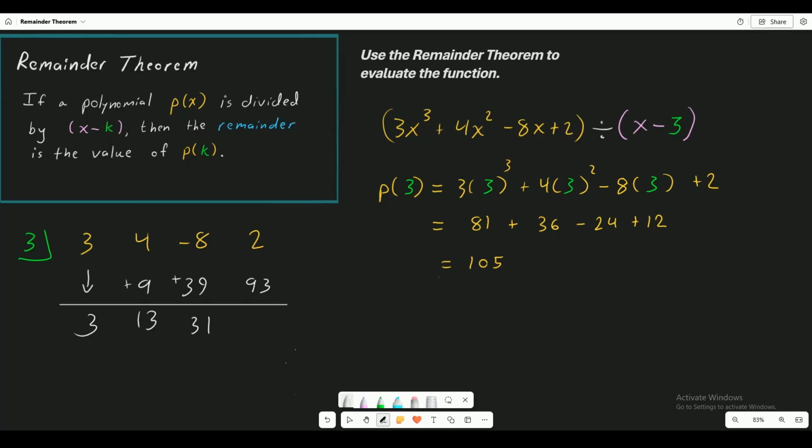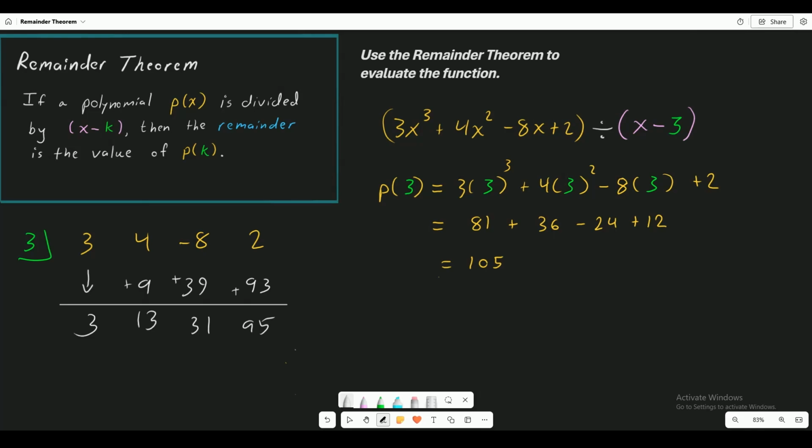Did I do something wrong? Is my math wrong? Well, let's keep going. Add 95. I'm missing 10. Did I do something wrong here? 3 times x cubed plus 4x squared minus 8x plus 2. Hold on. I must have done something wrong. 3 times 3 cubed plus 4 times 3 squared.